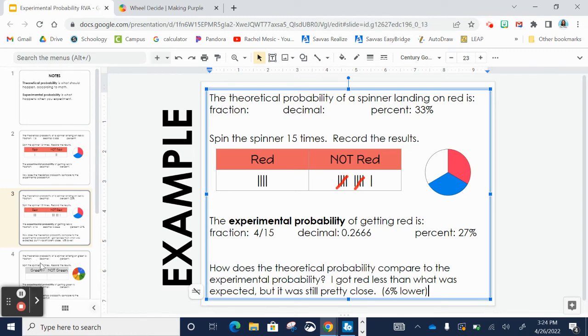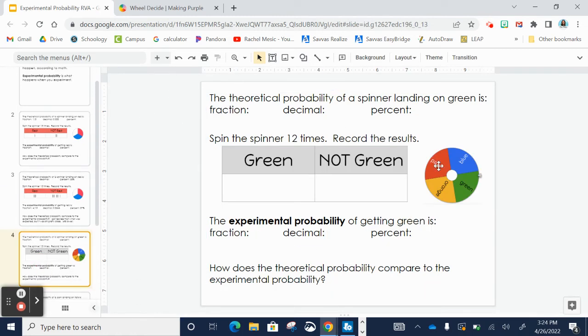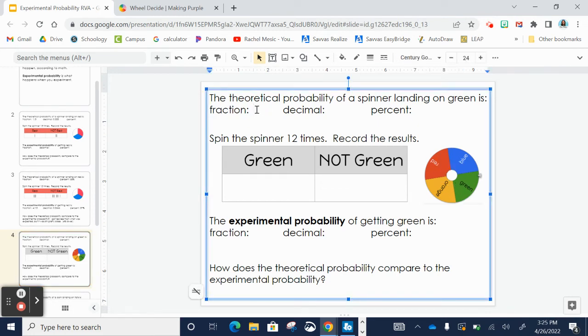This next one is the same type of thing. Figure out what fraction of the spinner is green. Convert it to a percent. Then spin this spinner and figure out how many of them actually ended up being green. Get your percent and compare.